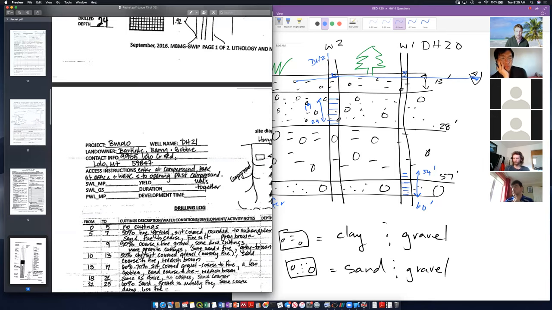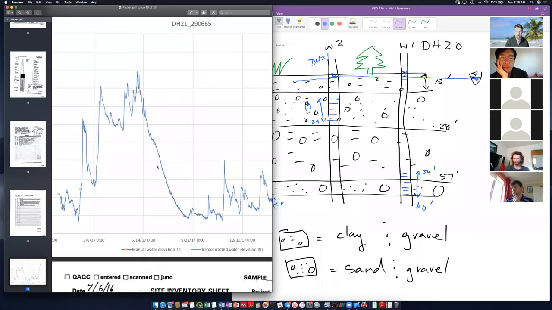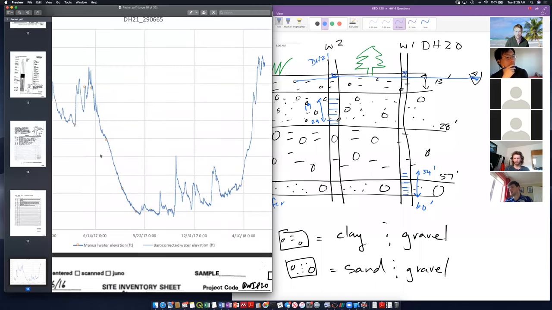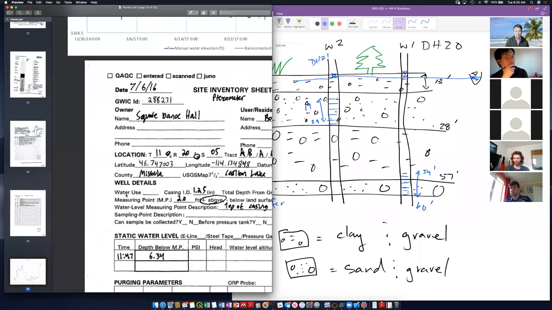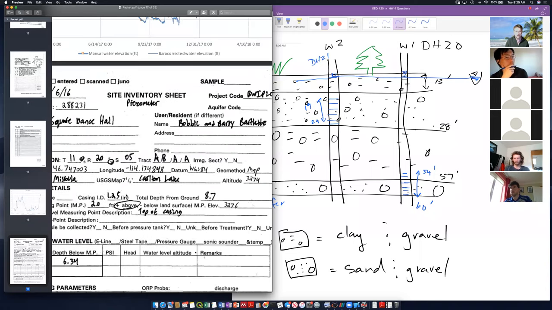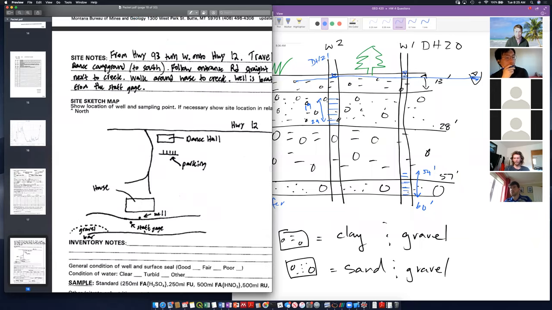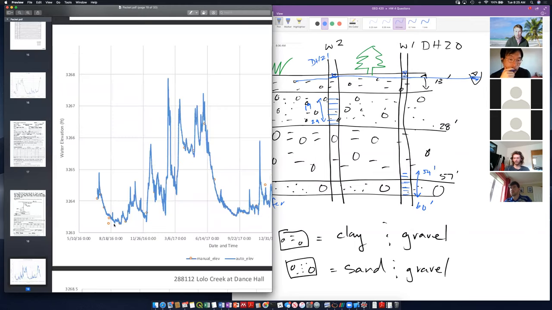So here's DH21. Again, it's even more reactive. So you're seeing really strong fluctuations in water level. And I could pick a time here, any one of these dates, and I could pick off water levels and I could get heads. The piezometer here is right next to the stream. And would give you sort of an indication of the stream water level.